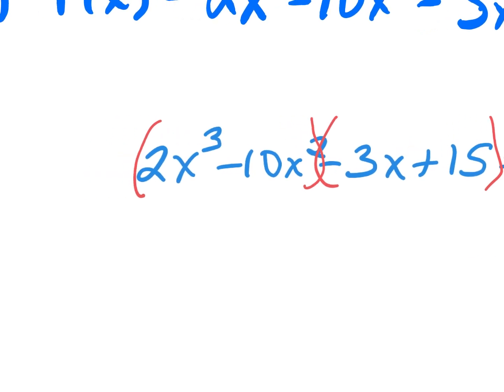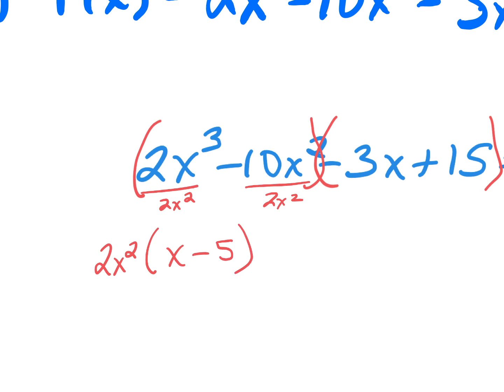What? No. 2x what? 2x squared. If I take out 2x squared, I'm left with x minus 5. Agreed? Yes. So what should my second parenthesis that I try to form look like? It should say x minus 5. So what can I take out of negative 3x and a positive 15? A negative 3. Great, guys. So if I divide out negative 3, I'm left with x minus 5.